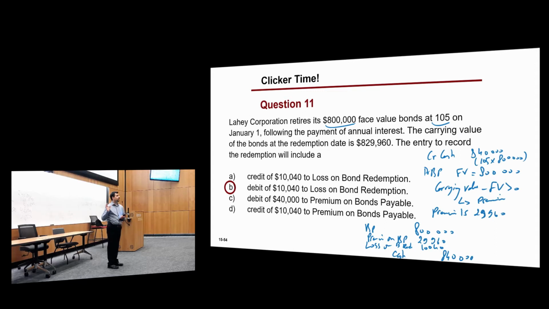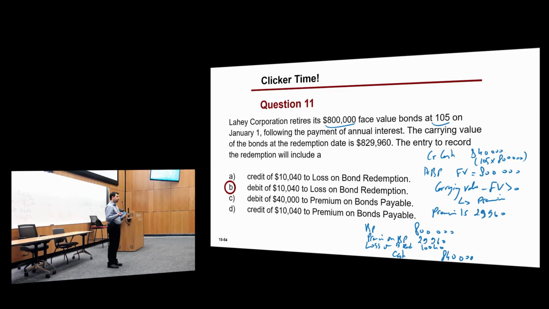Guys, did you get that point, or are you confused? No. I guess I'm confused about premiums. I thought the 829 was the carrying value. No, that's not interest, that's premium. You see, what the company originally sold when they issued. Automatically, when they tell you that the carrying value of the bond on the day of redemption was 829,960.